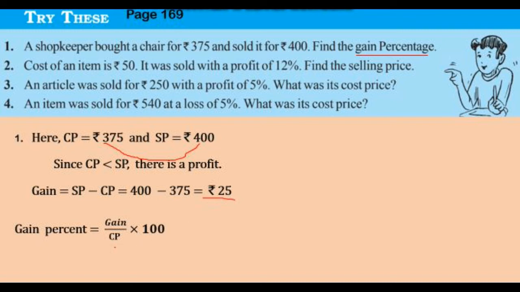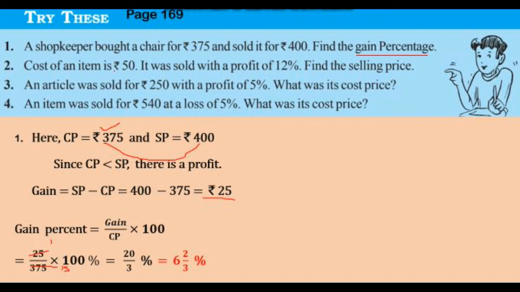So putting the value in the formula, 25 upon CP. CP is rupees 375 multiplied by 100. So if I cut it, 25 and 375 multiplied by 100, what do we get? 25 ones are 25, and this becomes 125, that is 15. So 100 upon 15, if I cut it again by 5, I get 20 upon 3. Since it is an improper fraction, I write it in mixed form. 6 2 upon 3% is the gain percent.